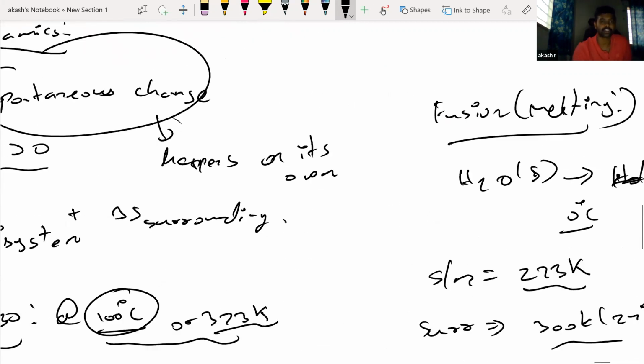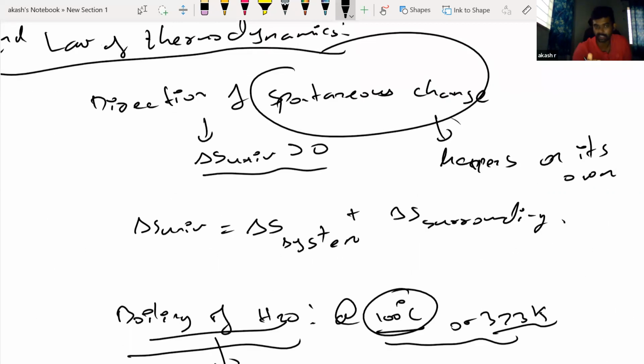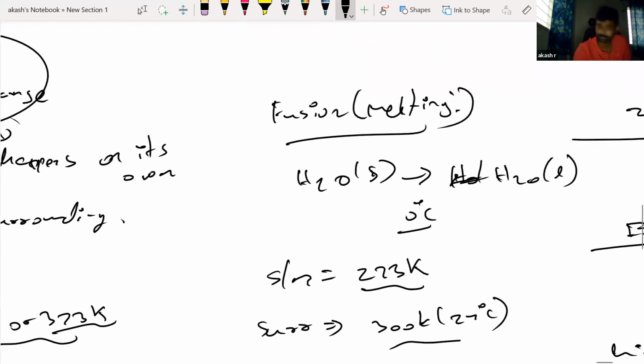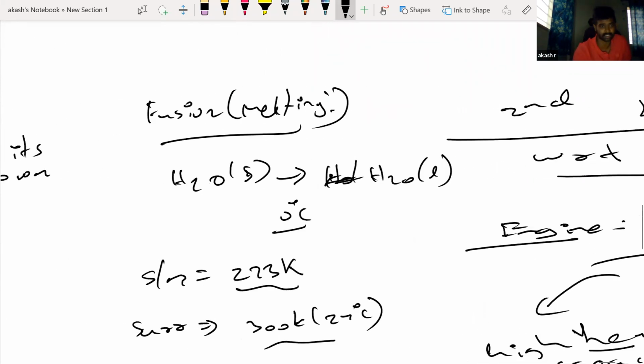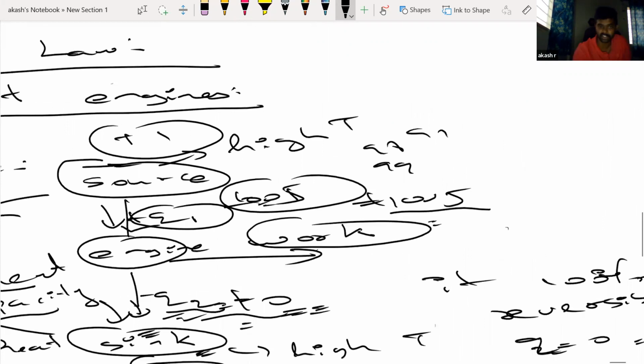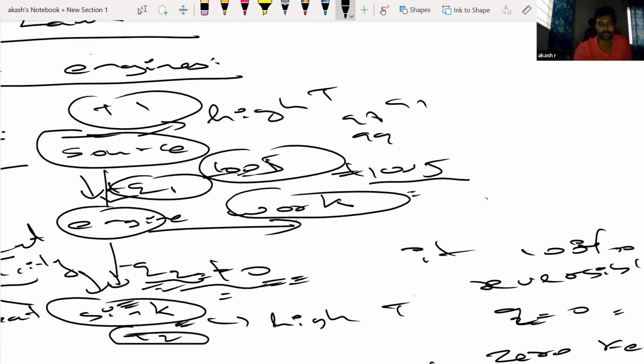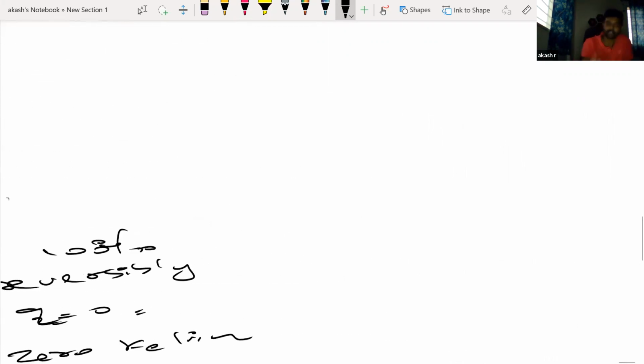One is about the direction of spontaneous change, saying that the delta S universe value has to be greater than 0. And the second thing is that an engine cannot have 100% efficiency. What is 100% efficiency? Whatever amount of heat is given getting fully converted into work, that is not possible. One more thing is, we will be able to calculate the efficiency of an engine.